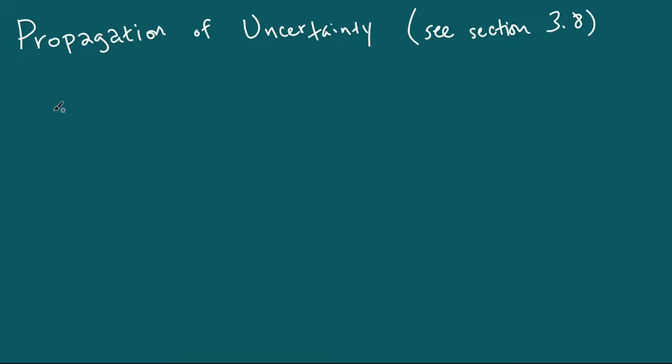So section 3.8 of your lab manual deals with the topic of propagation of uncertainty. So I'm going to cover that material now. The idea is we're going to start with something generic, and then we can talk about a specific example.